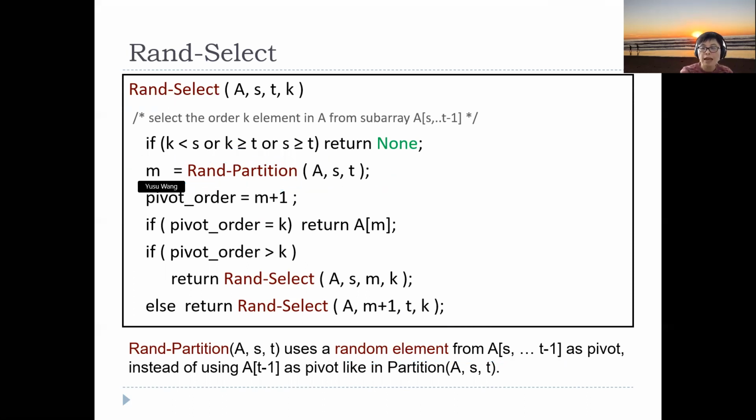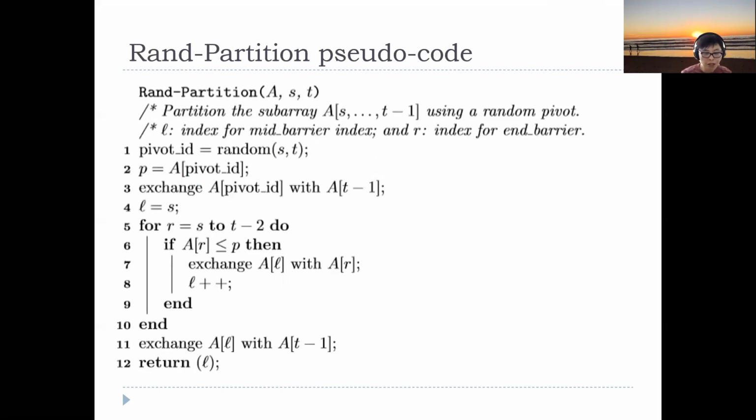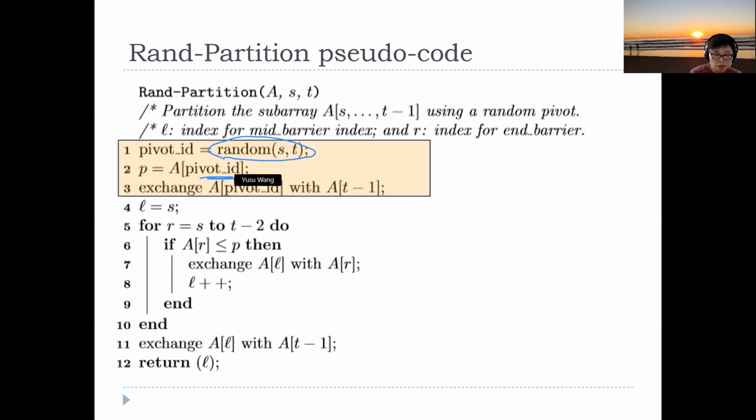The code for this random partition is also pretty much the same as before. The only difference is this here. Before, we always used the last element as the pivot, but now I pick a random one as my pivot. But for me to use the same code as before, I then put this pivot also in the last position so that I can still call the previous procedure to finish the partition operation. So this piece of code is the same as before.